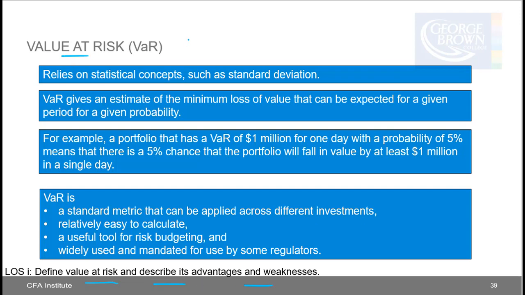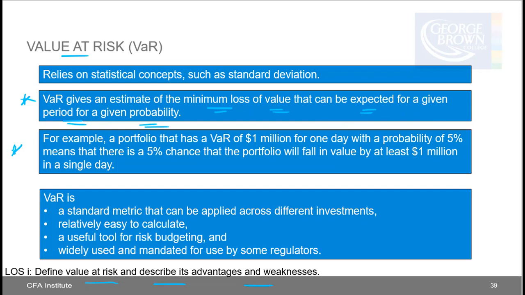So first of all, we have to learn what is value at risk. Value at risk gives an estimate of the minimum loss, not the maximum loss, the minimum loss of value that can be expected for a given period for a given probability. So there's three things there: minimum loss, for a given period, for a given probability.